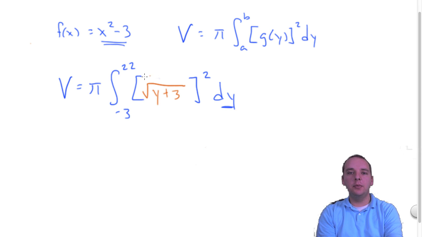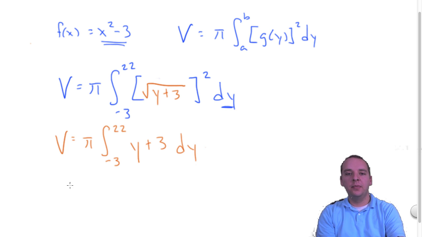Nice thing about this problem, the square and the square root cancel, so the volume will be pi times the integral from minus 3 to 22 of y plus 3 dy, and so we'd get pi, integral of y would be y squared over 2, that's the power rule. Integral of 3 would be 3y, bracket with a minus 3 and a 22. Okay, pop those numbers in and that'll be our volume.